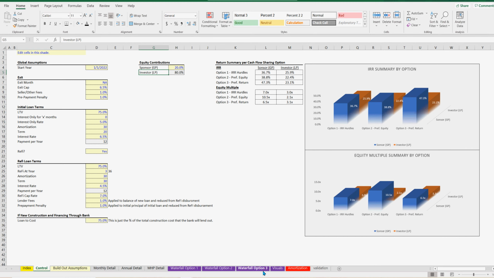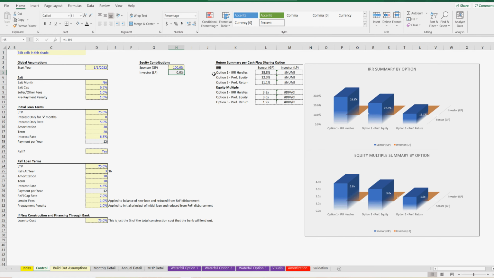So we can do all the joint venture logic. If it's not a joint venture and just you, then you could obviously just set this to 100%, and it'll just show the results for the whole project in the equity requirement of the project with no splits of cash flow.